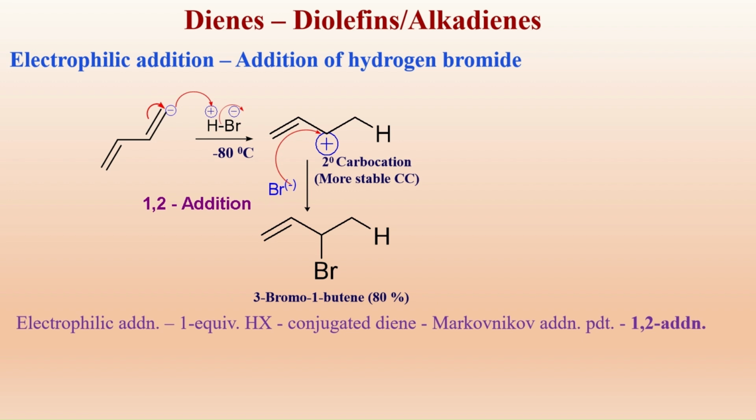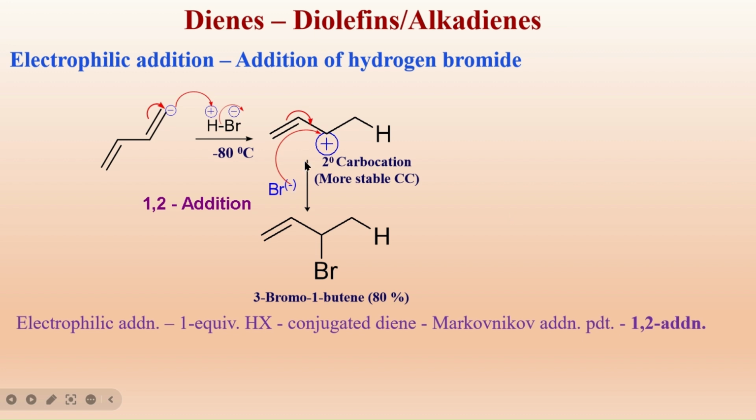Electrophilic addition takes place when hydrogen bromide is added in one equivalent across the conjugated diene, and this follows Markovnikov's addition to give the 1,2 addition product. The hydrogen and bromide ions are added at 1 and 2 positions. That's why we call it the 1,2 addition product. But however, bromide ion attacks on this positive center.